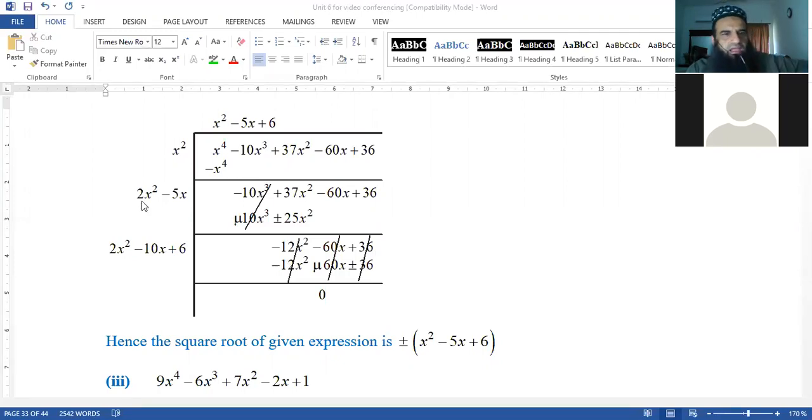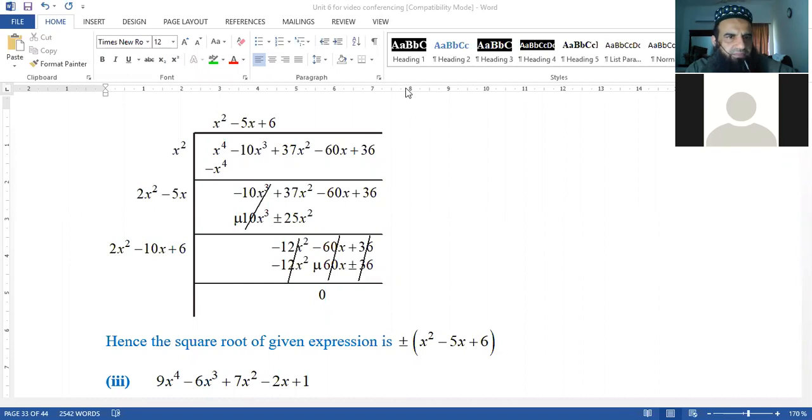Then in the next step you will keep 2x² as it is, but minus 5x, which was a new part of the divisor, will be multiplied by 2, so it will become, in the next step, 5 will become 10x, and plus 6 will be there.